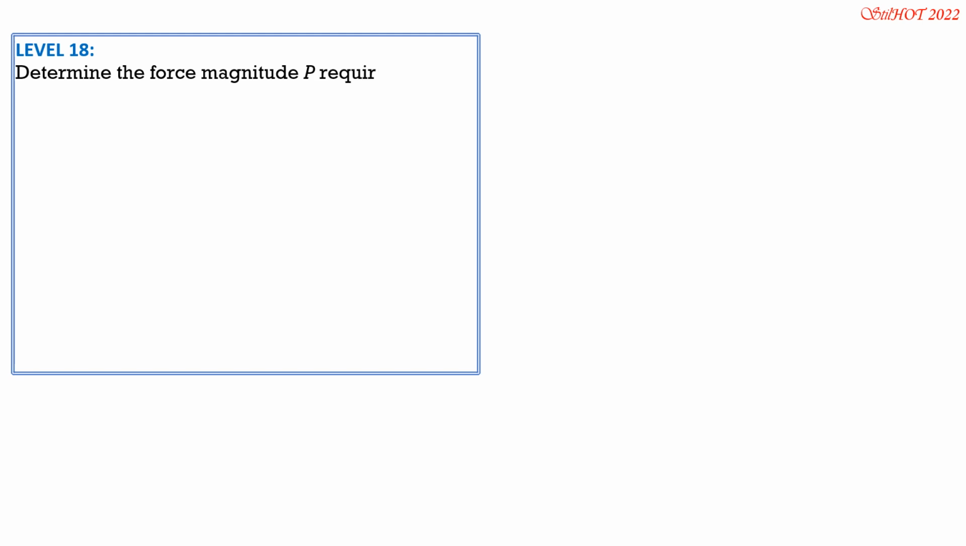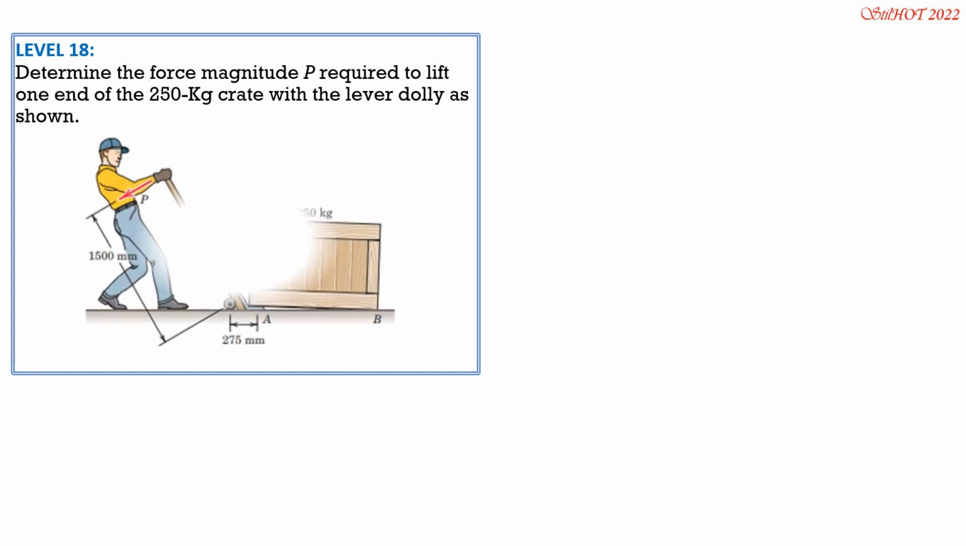Determine the force magnitude P required to lift one end of the 250 kilogram crate with a lever dolly as shown. So that's the figure. Then considering the crate alone, by symmetry, the reaction at A and B will be half of 250 kilograms times 9.81. So let's transmit it at A. 125, half of 250 times 9.81. So 125 times 9.81.